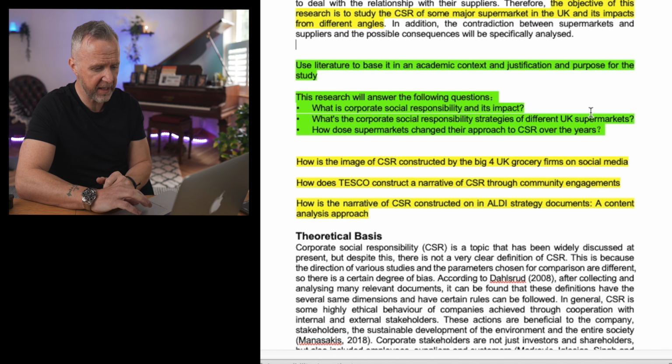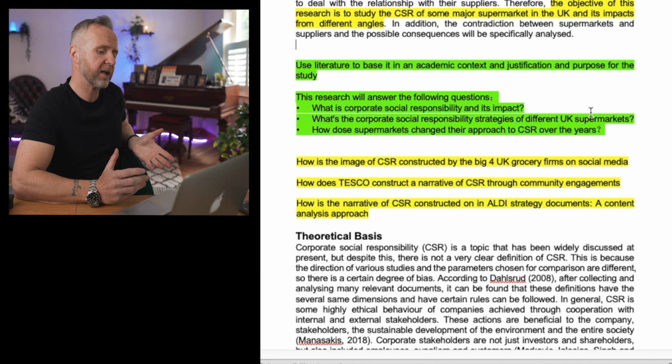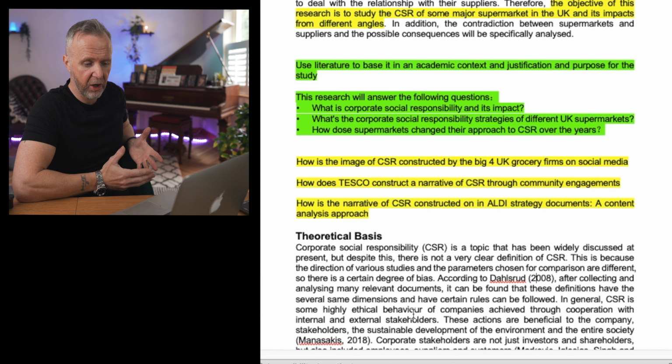So in the yellow here, these are some of my suggestions that I've put below. So I think better questions to fashion here would be something like, how is the image of CSR constructed by the big 4 UK grocery firms on social media? So why are these better? So we're thinking about CSR being constructed. Immediately that's leaning us towards certain theories of how CSR is constructed. And then also we're focusing it down on the big 4 grocery firms. And then we're looking at a particular site and location of where CSR is constructed.